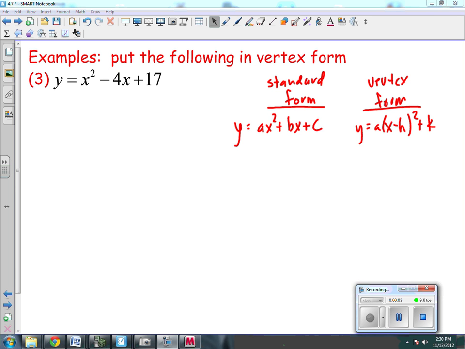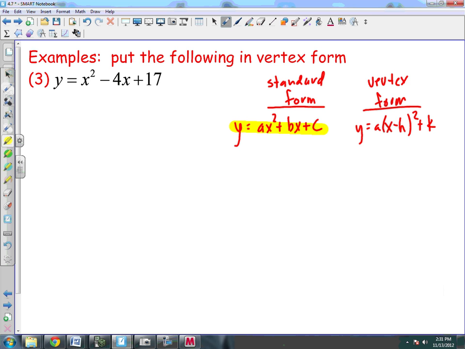I thought I'd make a video of completing the square just because I think some students were frustrated and weren't sure exactly how to do it. So what completing the square consists of is turning an equation that is in standard form into an equation that is in vertex form. So we went yesterday and we went the other direction.